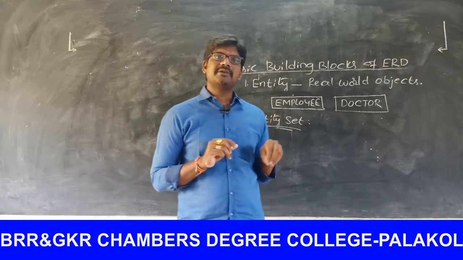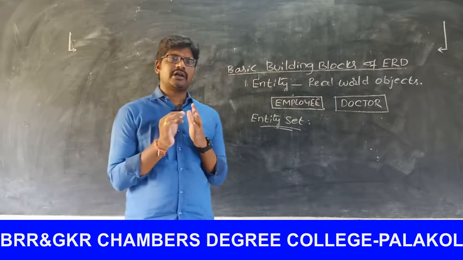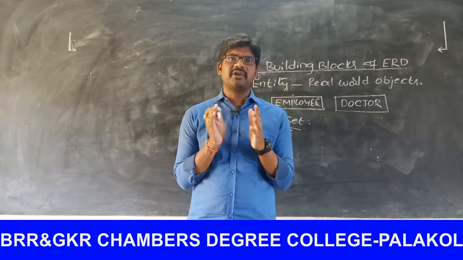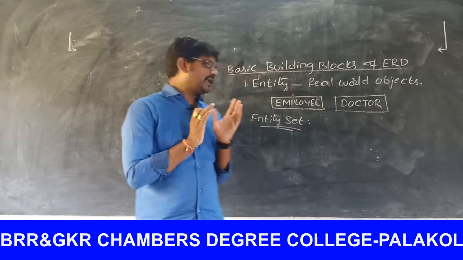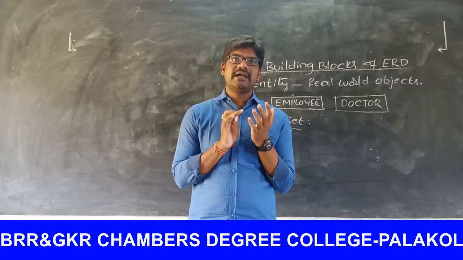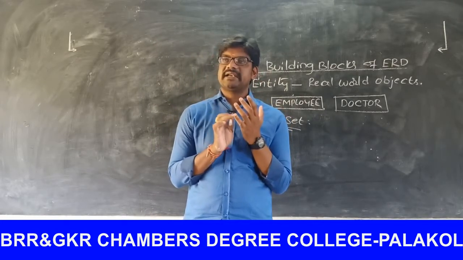All attributes have separate values. We are not taking similar values, we are taking separate values. Every attribute has a separate value. So a student entity having name, age and class, we call it as an entity set.